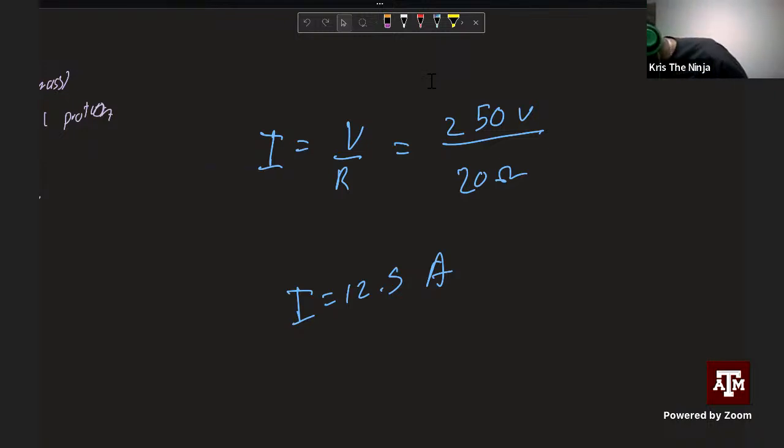Goodness gracious. Sometimes it bothers me. Sometimes it does bother me. But I try not to let it happen because not everybody understands. And I'm just an engineer. I just work with electricity all the time. It's just something that I do on a day-to-day basis. So it bothers me more than it bothers somebody else. I digress.